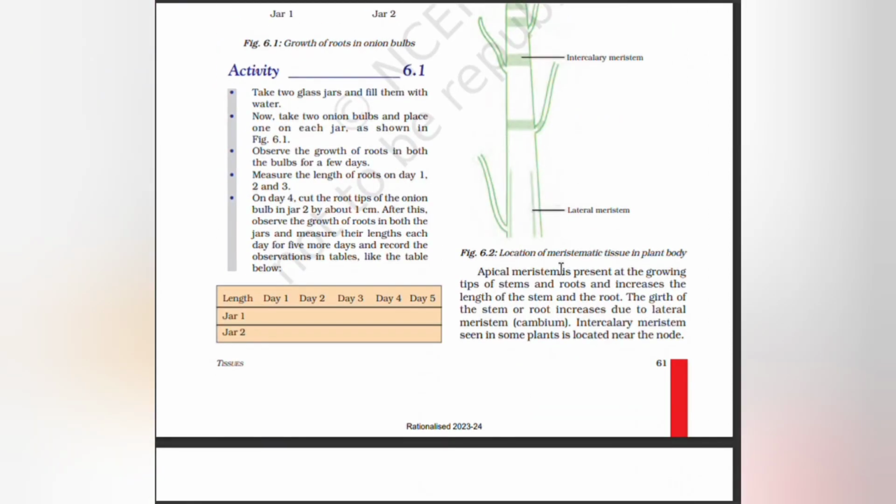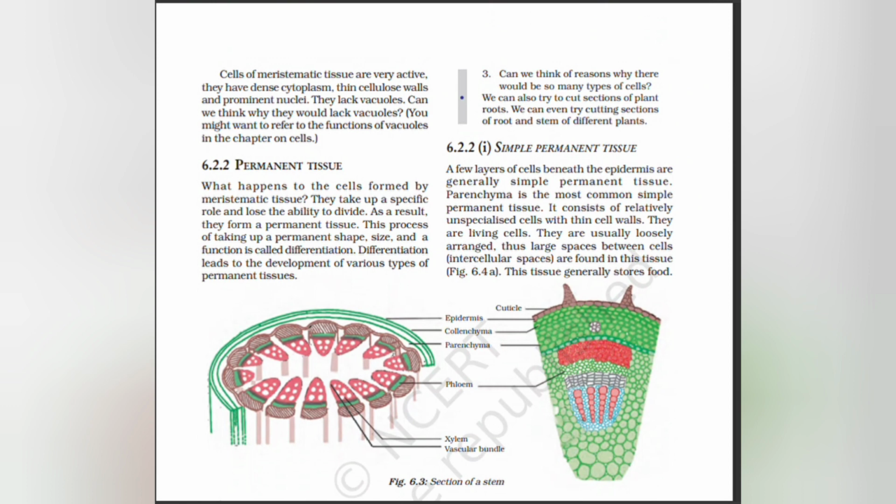Apical meristem is present in the growing tips of stems and roots and increases the length of the stem and the root. The width of the root and stem increases due to lateral meristem, that is the cambium. Intercalary meristem seen in some plants is located near the node. Cells of meristematic tissues are very active. They have dense cytoplasm, thin cellulose walls and prominent nuclei. They lack vacuoles. Can we think why they should lack vacuoles?